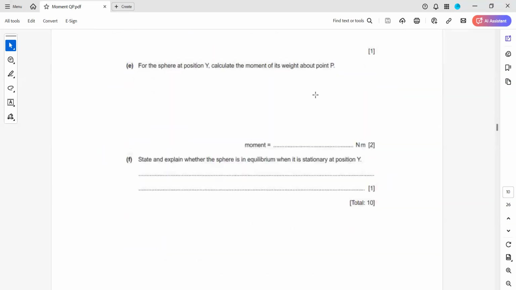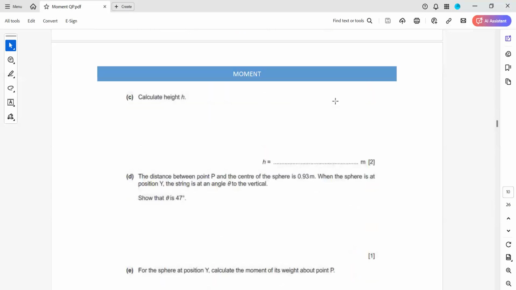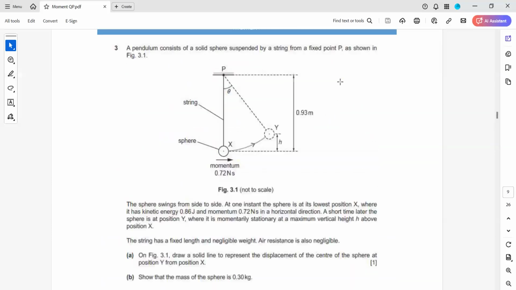The last one: state and explain whether the sphere is in equilibrium. To be in equilibrium, there should be no resultant force. But there is always a resultant force acting on the sphere. Even though it is momentarily at rest, the weight is acting. To be in equilibrium, the condition is no resultant force. So it is not in equilibrium, because at all places there is a resultant force, the weight. Even though it is stationary, it is not in equilibrium.